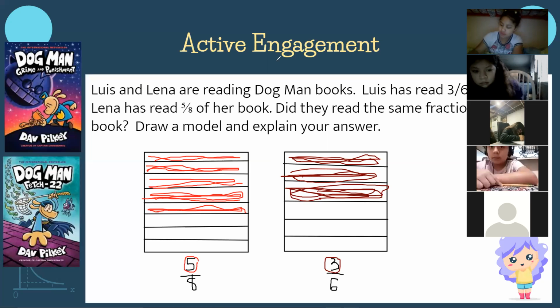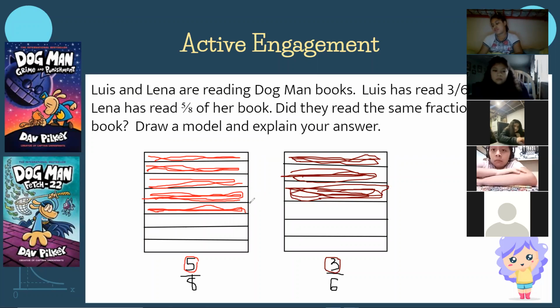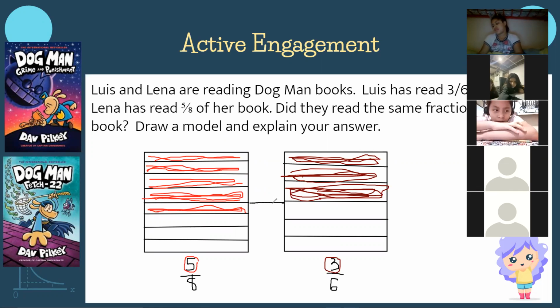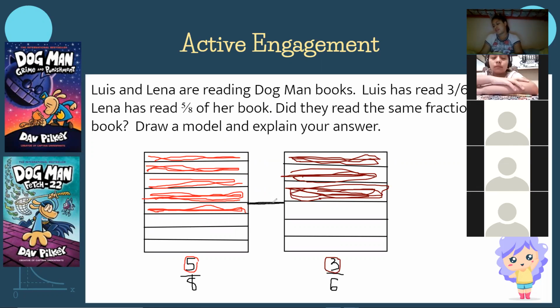So I need to now compare 5/8 and 3/6. So I noticed that the very middle of the model for both of them is right here. When I cut them in half, those lines matched up right here in the middle. So what do you guys notice about the two models that I drew? Can someone compare the area of 5/8 to the area of 3/6? Can somebody tell me which one is bigger or smaller, or maybe if they're equivalent?